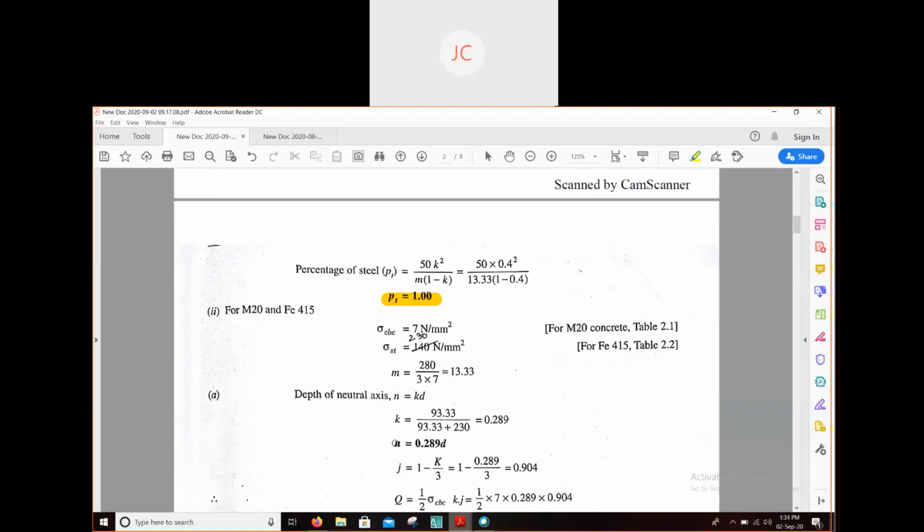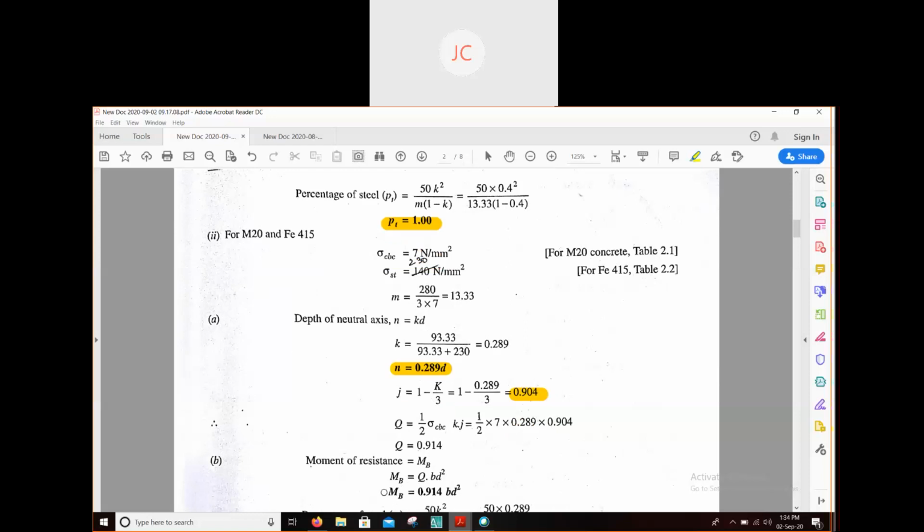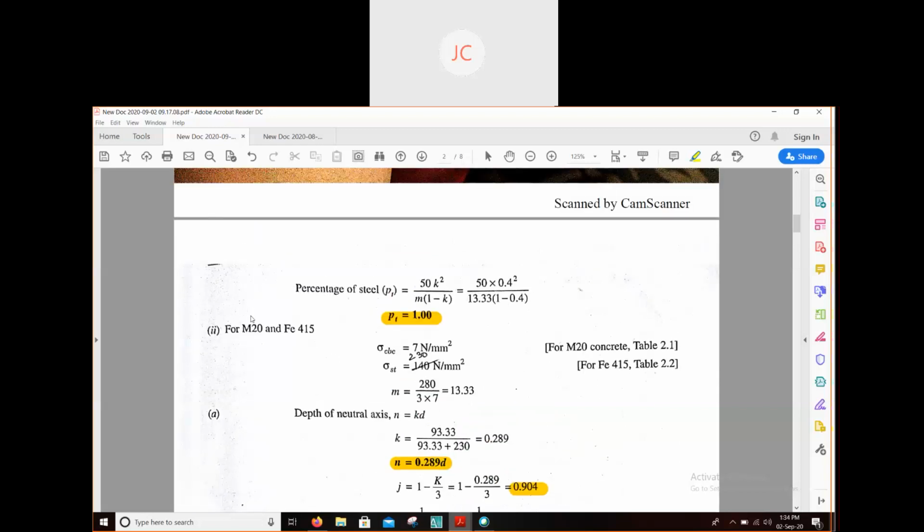I think all of you have got this value: n equal to this one, j is this one, moment of resistance is this one. Okay. So now find out the percentage of steel by this formula.